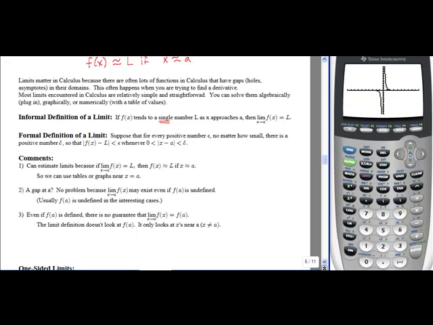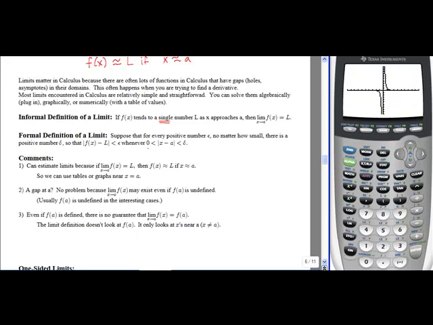Here's the formal mathematical definition of a limit. It says that suppose that for every positive number epsilon, no matter how small, there is a positive number delta, so that the absolute value of f of x minus L is less than epsilon whenever 0 is less than the absolute value of x minus a, which is less than delta. So this is probably very confusing to you, and we're going to talk about it quite a bit in just a few pages.